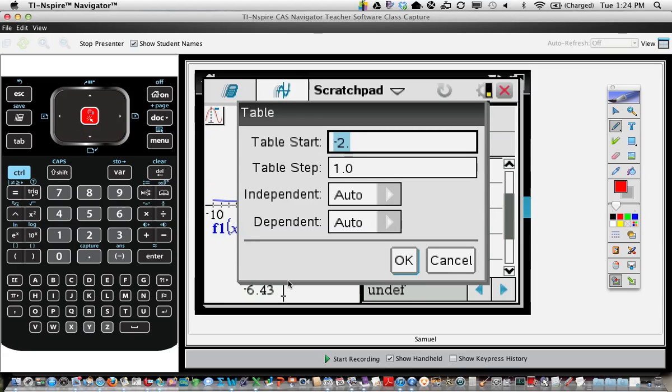And then Edit Table Settings. Now, we want to always start our table in these problems anyway at 0, because we're talking about when x is 0 here, h, which is now our x. And then that's our step, we want it to be what? 0.0001, let's do 3 zeros. Because we want to get really close to 0. Hit Enter.